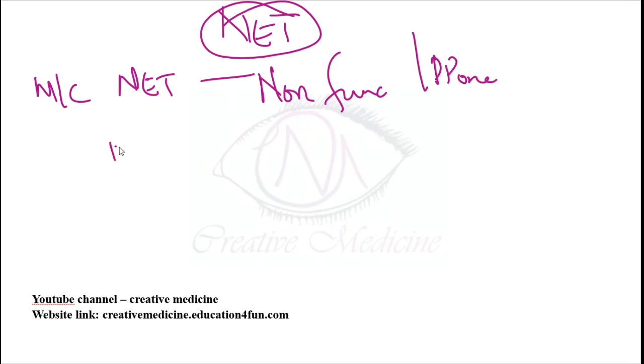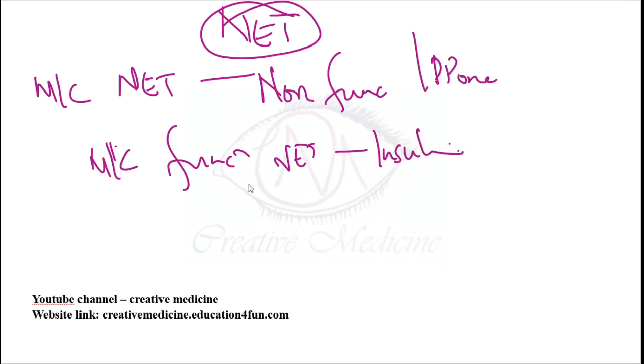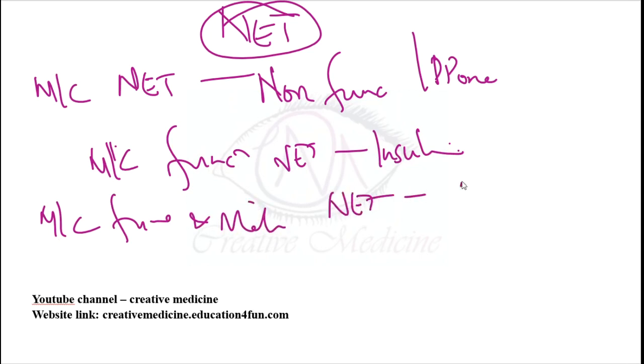If you were asked what is the most common functional neuroendocrine tumor, the most common functional neuroendocrine tumor is insulinoma. The most common functional and malignant neuroendocrine tumor is gastrinoma.